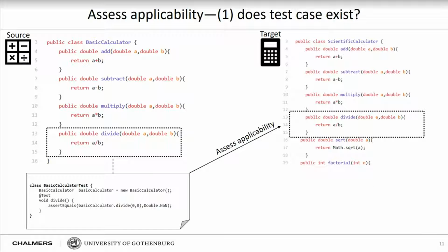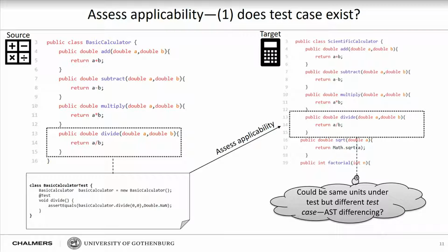So when assessing applicability, there are three main parts to it. The first one is that we want to check whether the test case exists. Now, here we have a test case that checks the divide method. The fact that it is called divide may not mean that this unit under test or this method is not tested in the target project. So a test case could be modified in the source and in the target project, and we want to check whether it actually exists or not. And for this, we could use techniques such as AST differencing to check whether the test case exists or not.